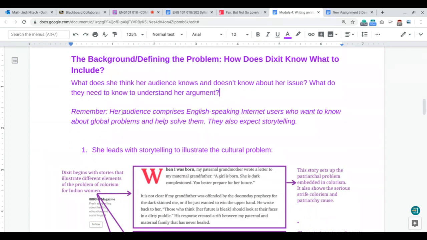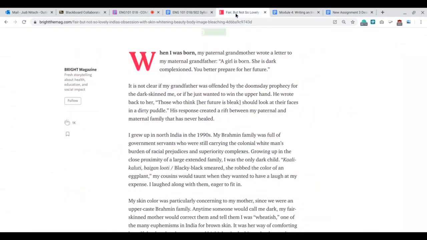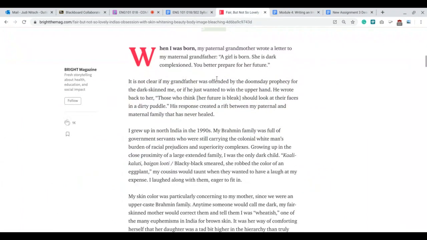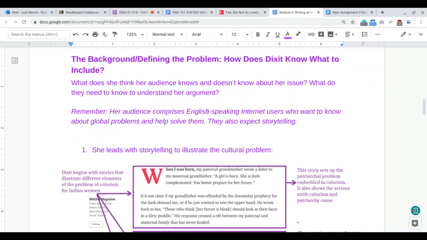And we need to remember her audience. Her audience comprises English-speaking internet users. How do we know? Because this is an internet-based magazine. How do we know it's for English speakers? It's written in English. So her audience comprises English-speaking internet users who want to know about global problems and help solve them. And we remember that from the last video. They also expect storytelling. So that's very much going to affect the choices in terms of not just what information she includes, but how she.